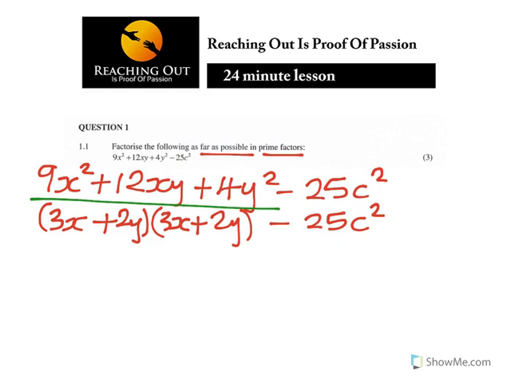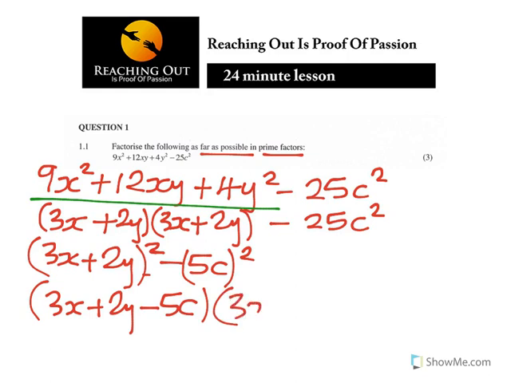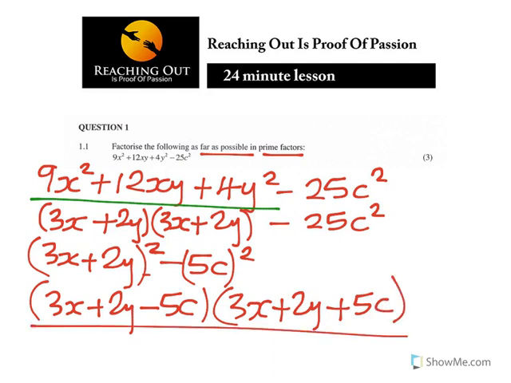Now you can see that this is a square, which becomes (3x plus 2y) squared minus 25, which is the same as 5 squared. You can put it also as a square, bringing us to the difference of two squares. Now, what is the difference of two squares? You write the first bracket, which is 3x plus 2y, because it's in the square, minus 5, and 3x plus 2y plus 5. This will be the final answer they were expecting from you.